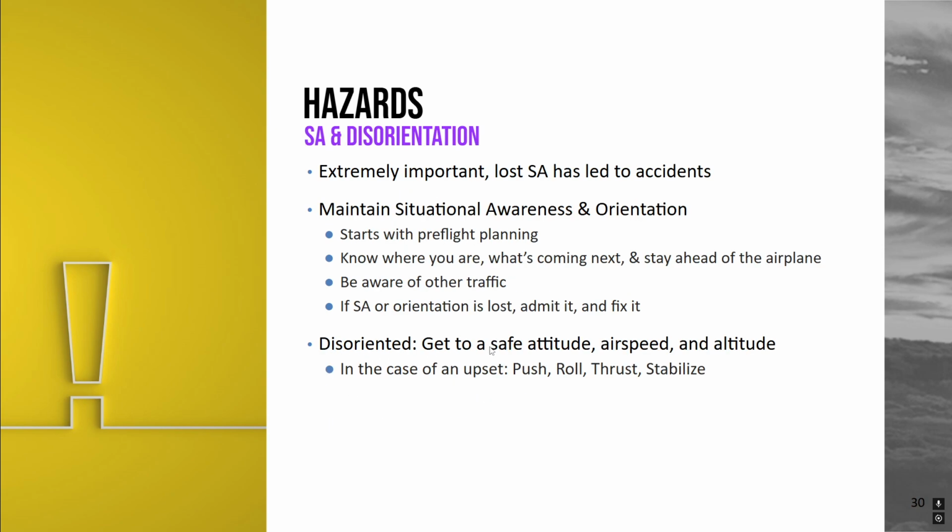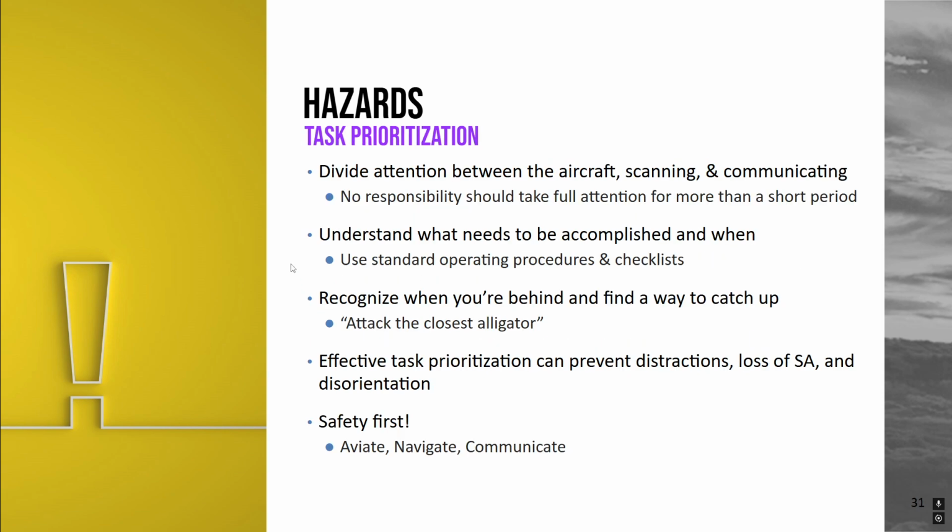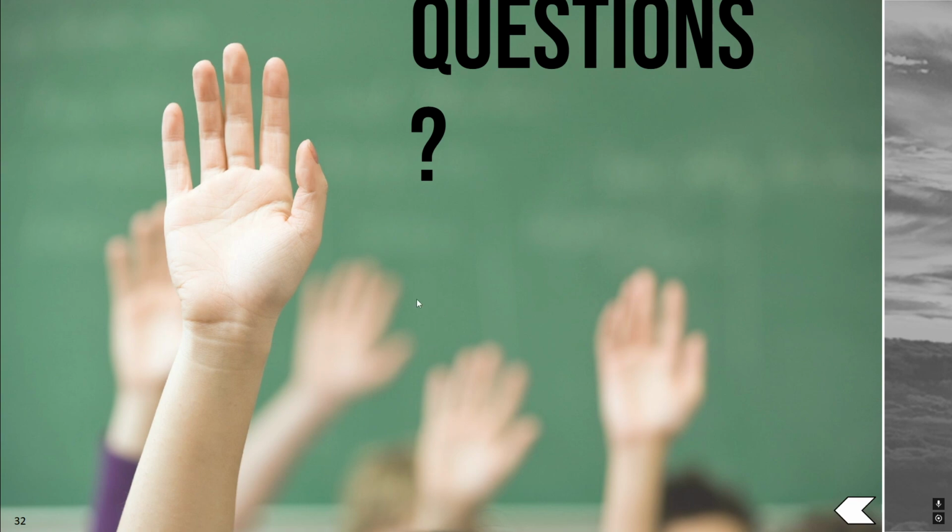Aviate, navigate, communicate. If we get disoriented, find a way to catch back up to the airplane. And task prioritization, so dividing attention between the aircraft, scanning, and communicating. Remember, it's our job to continue to scan while doing the maneuver. We're still flying VFR. Safety first, aviate, navigate, communicate. And that's it for this one on slow flight.